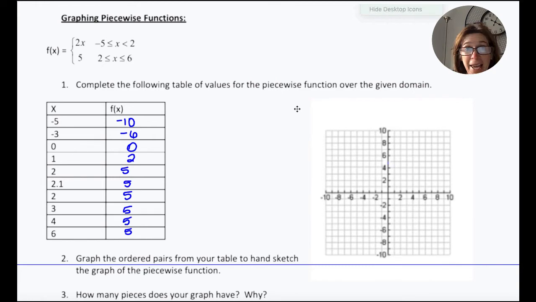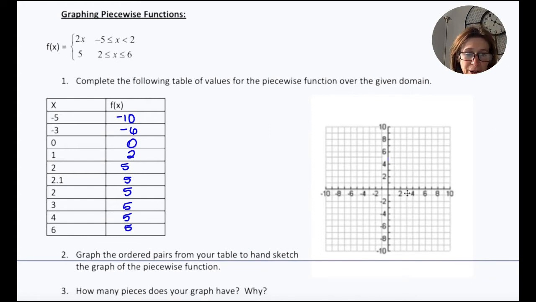Okay, so if I did all my calculations correctly, you would have gotten -10, -6, 0, 2, 5, 5, 5, 5, 5, 5, 5. So we're going to graph the ordered pairs on our table, and hand sketch this. It's not going to be perfect, but we've got -5, -10, so down here I'm going to plot a point. -5, -10, -3, -6, so right about there. 0, 0, 1, 2.